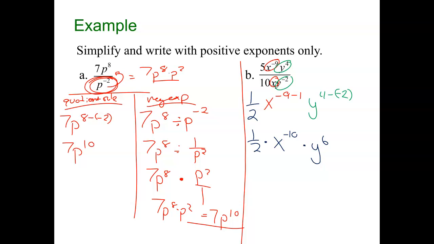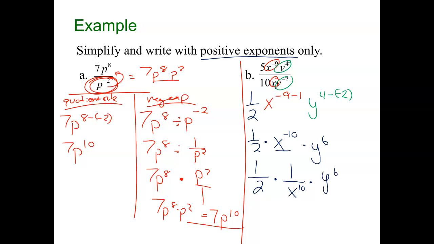To subtract exponents. So negative 9 minus 1 for the x's. 4 minus negative 2 for the y's. And then I just simplified it by doing the actual subtraction. Negative 9 minus 1 is negative 10, 4 minus negative 2 is 6. Not done yet, because do I have only positive exponents? No. So now I use the negative exponent rule. I would write the base as its reciprocal. For x. Yep. So I have 1/2 times 1 over x to the 10 times y to the 6.